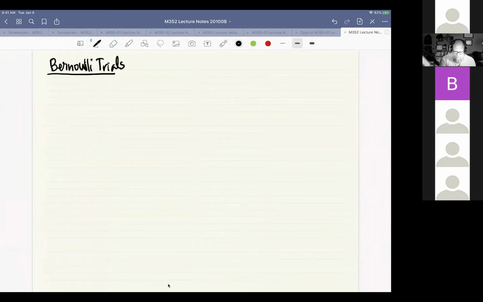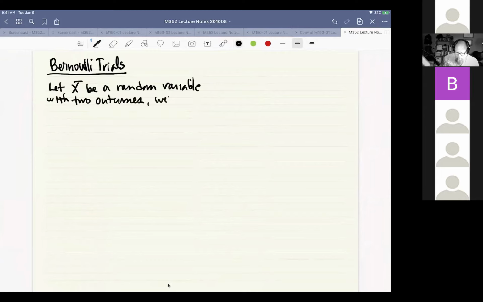Okay, so a Bernoulli trial is a kind of event. So we're going to let X be a random variable with two outcomes. Okay, this is the most important thing. It's got two outcomes, and we'll call these outcomes success and failure.